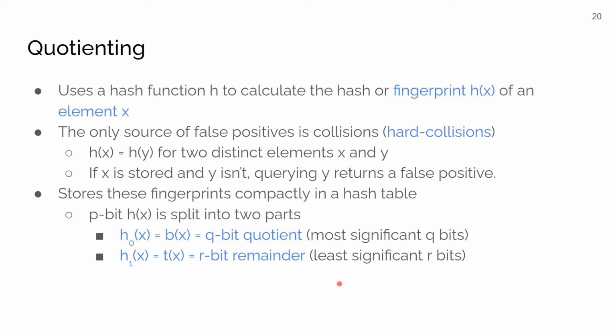Now we store these fingerprints compactly in a hash table. So we have the p-bit fingerprint h of x, and we split it into two parts.